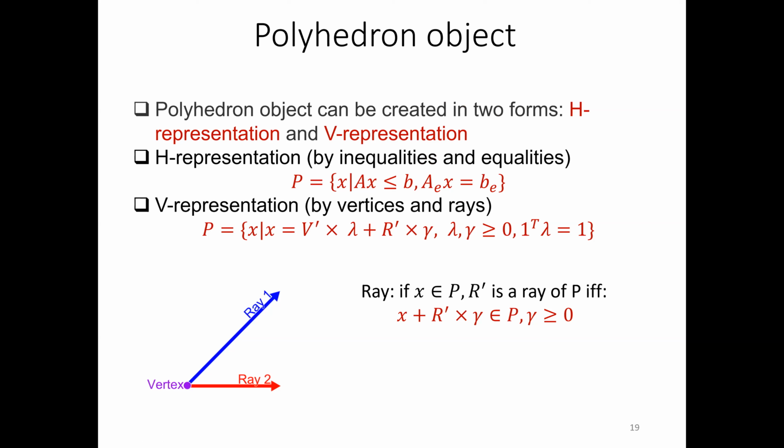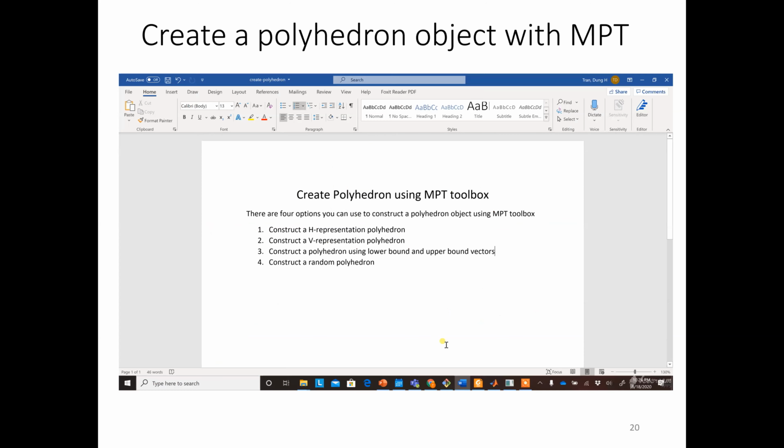That's just a basic formulation for polyhedron representation. You can find more on the internet, on Wikipedia. Now, in this video, I'm going to show you how to create a polyhedron object using MPT. Hopefully you can hear well this time.